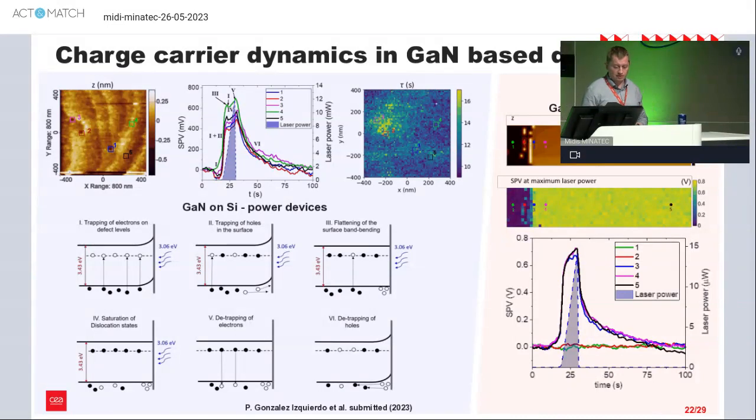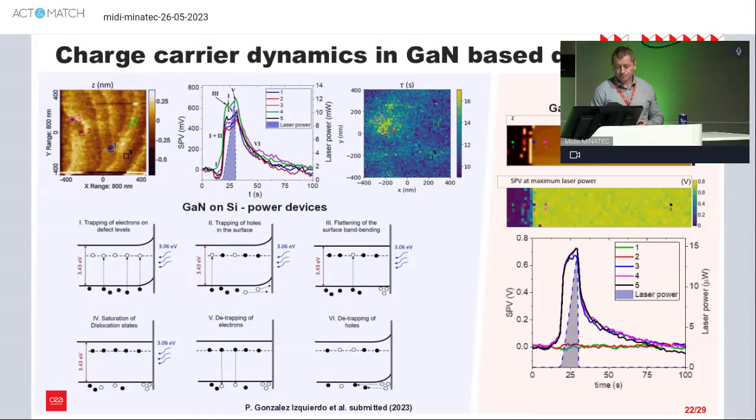So here we can see already a topography with defects. These are dislocation pits. And in each pixel of this image, we are doing this kind of spectrum, which is SPV as a function of time. And from this kind of spectrum, we can also discriminate between different processes linked to trapping and detrapping. And as we are doing these spectrums in each pixel of the image, we can compare the influence of defects compared to the pure surface.